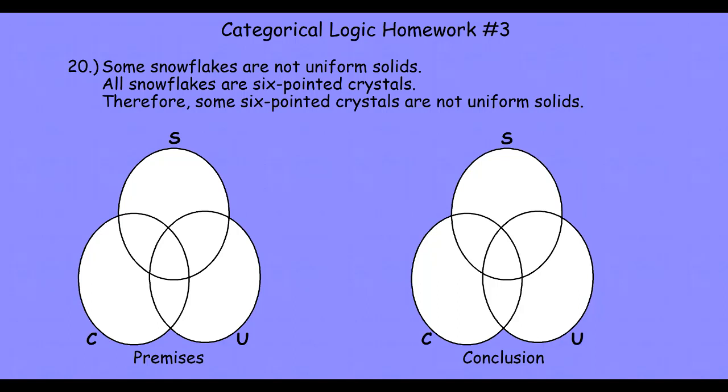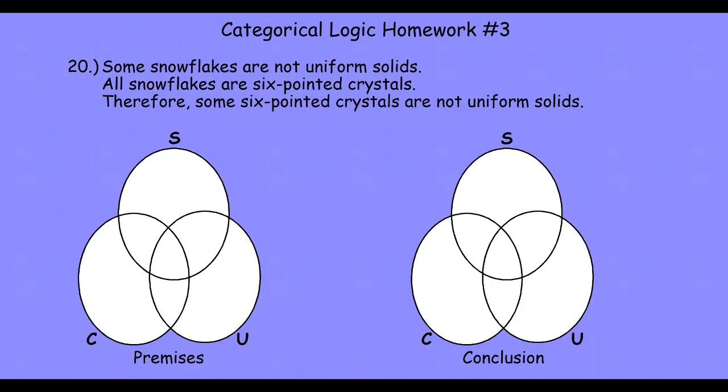So now we start off, we're being good Booleans. We don't know if there are any snowflakes. We don't know if there are any six-pointed crystals. But what we do know is, in order for this premise to be true, everything in that S class, everything in the snowflakes class, if there is anything, it has to also be in the six-pointed crystals class, because all the snowflakes, if there are any, are six-pointed crystals, if there are any.